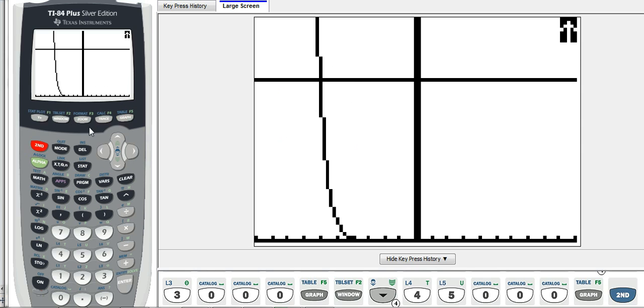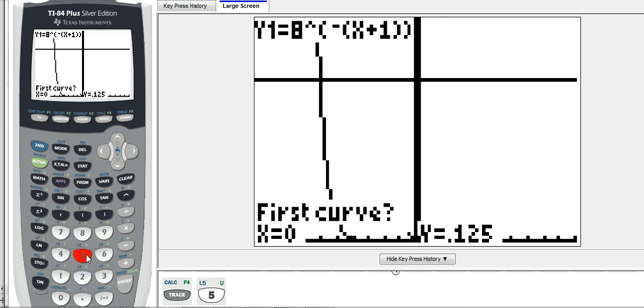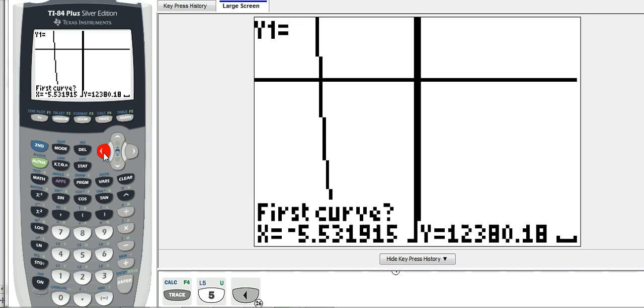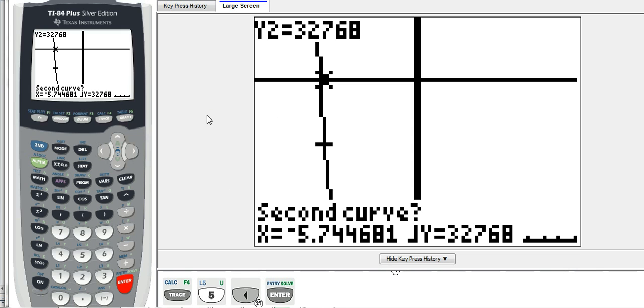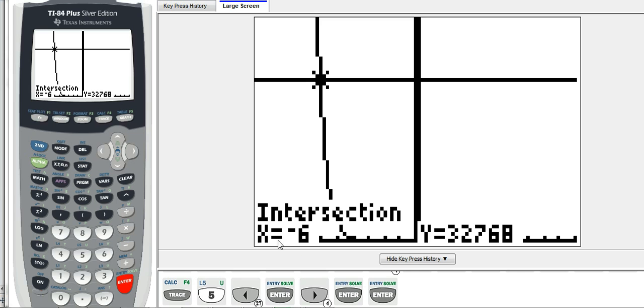So we go to second, calculate. Intersection is number 5. First curve, I think it's going to be on that curve, so I'm going to scroll to the left a little bit just to make sure it's following that. Yep, it's following that curve. Second curve, is it on the line? Let's scroll a little bit. Sure it is. So hit enter, and then guess. Okay, it's telling us x is negative 6.